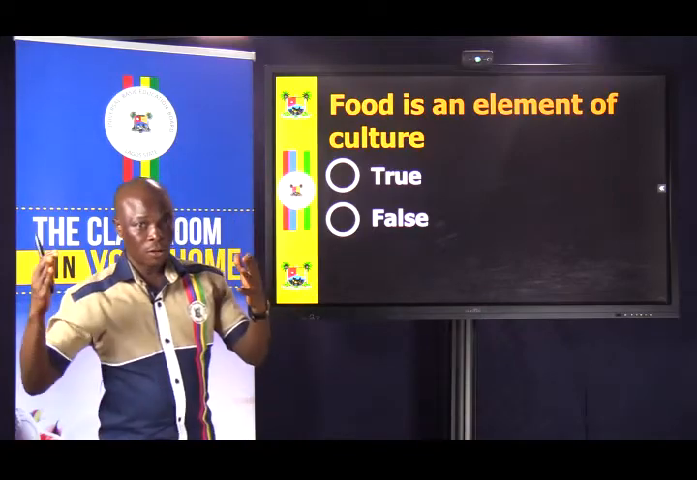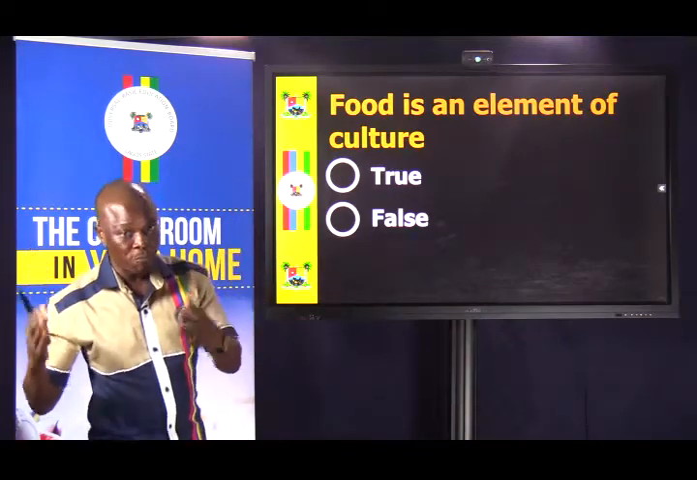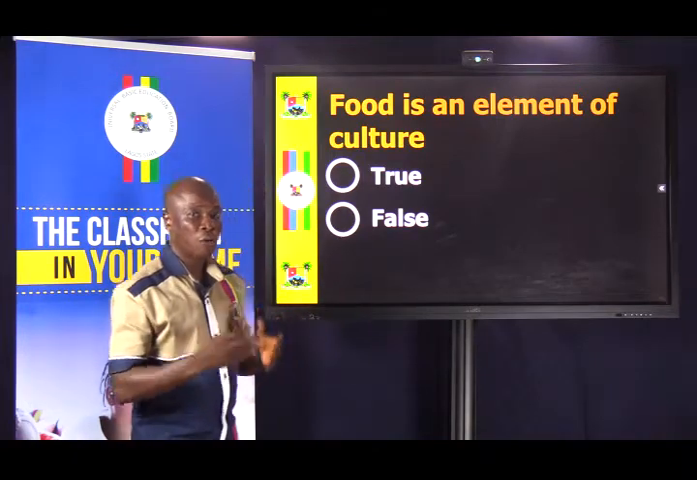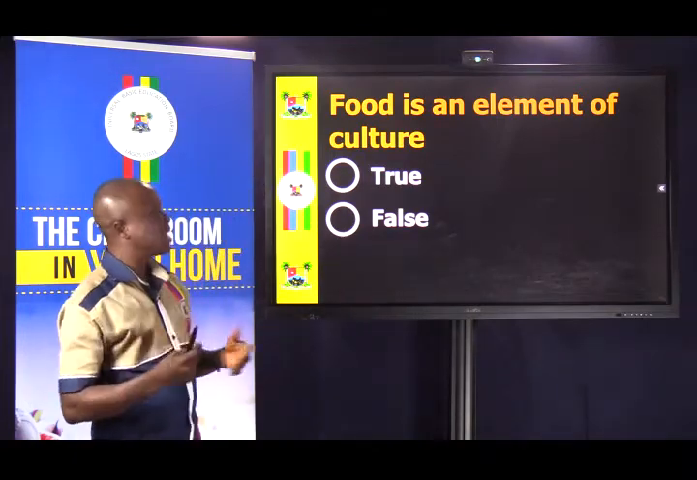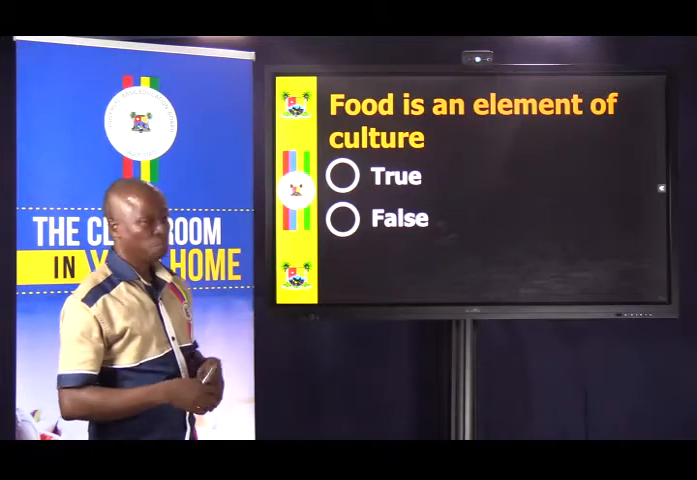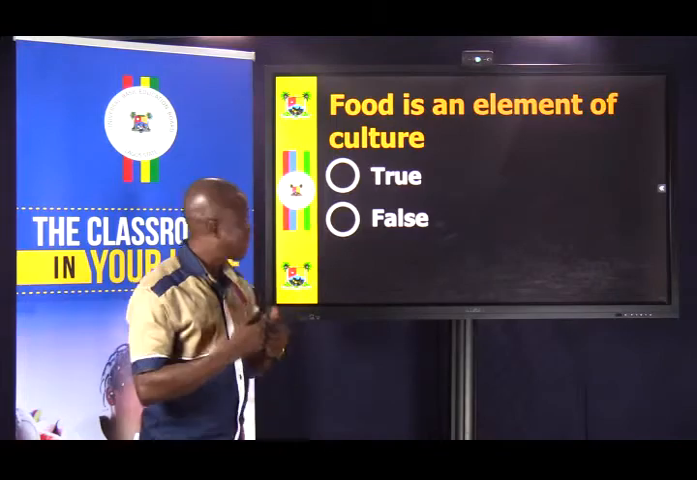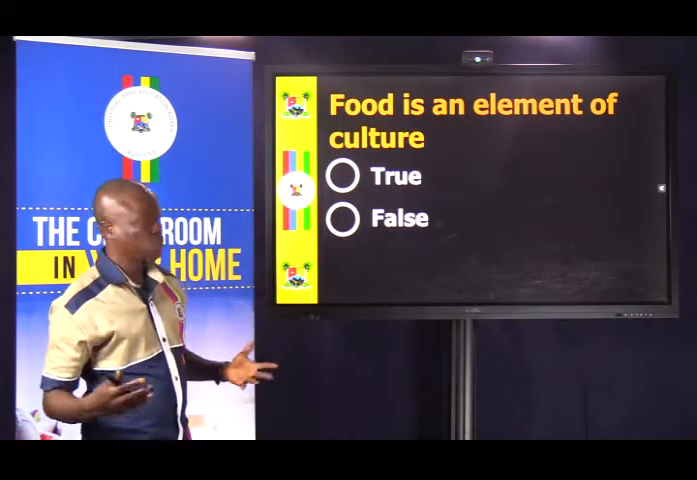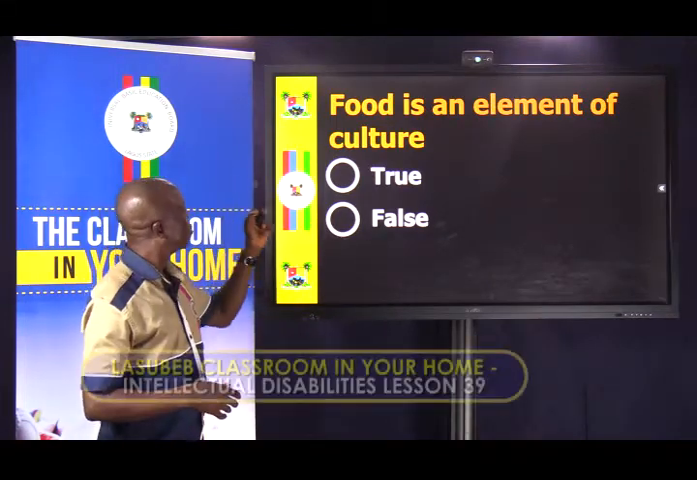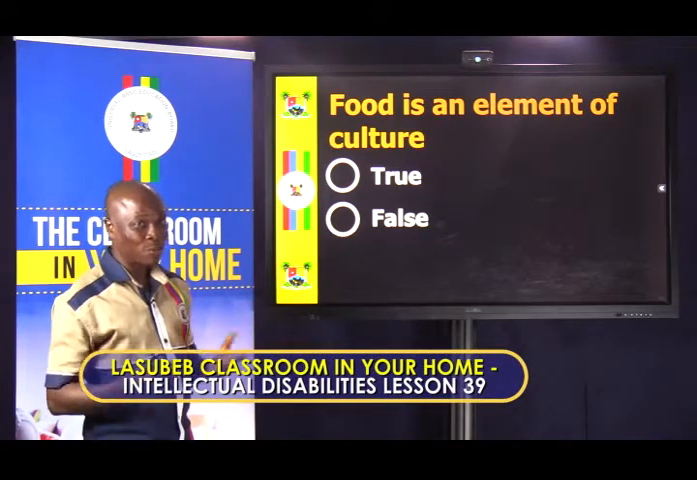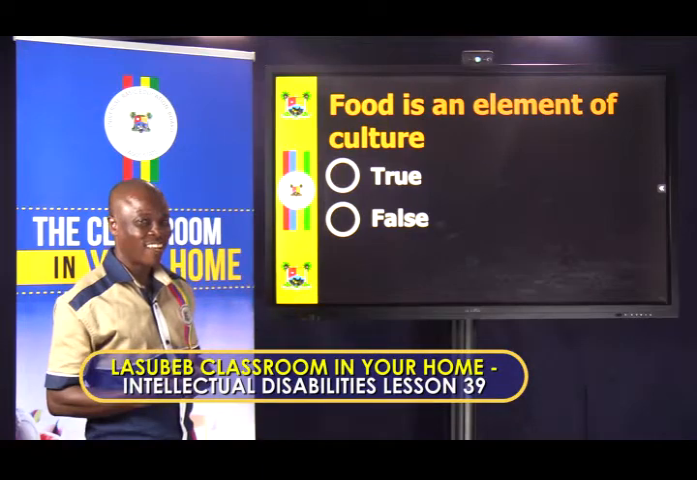Yoruba, they are a group of people. Igbo are a group of people. Hausa are a group of people. And what are the elements of culture? Food, dress, and so on and so forth. Now, is food an element of culture? From what I've said, you should have gotten your answer.